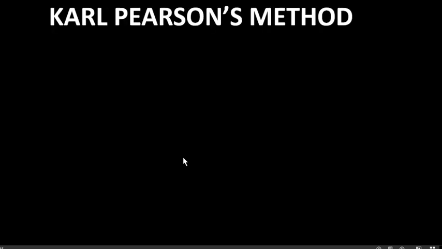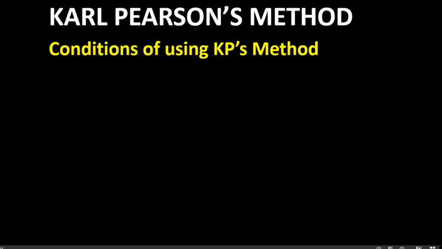Now friends, we'll see Karl Pearson's method. This method gives the precise value of R, the correlation coefficient. On the basis of R, we can determine both the strength and direction of correlation between two variables. But some special conditions are there for using Karl Pearson's method.